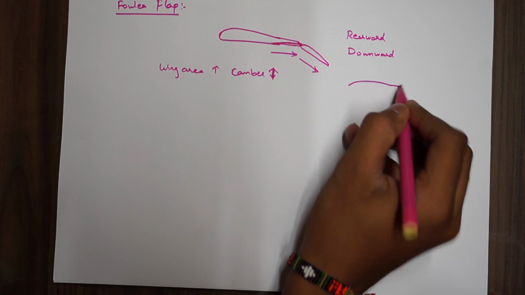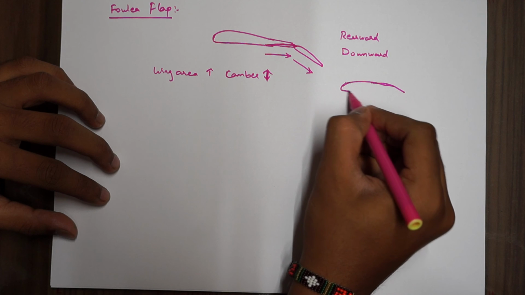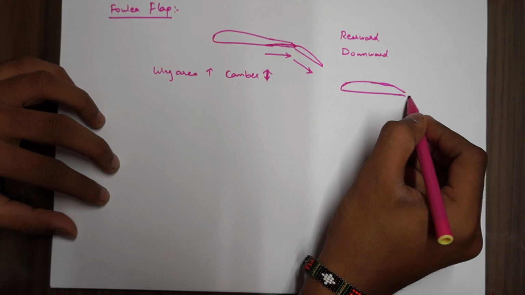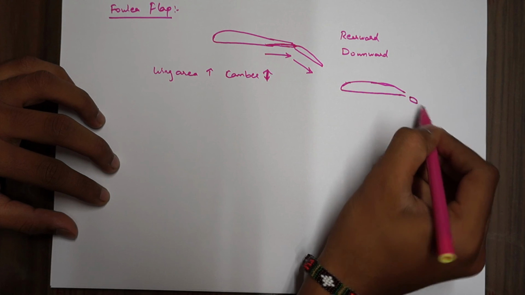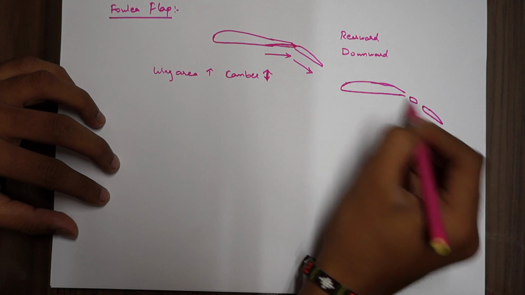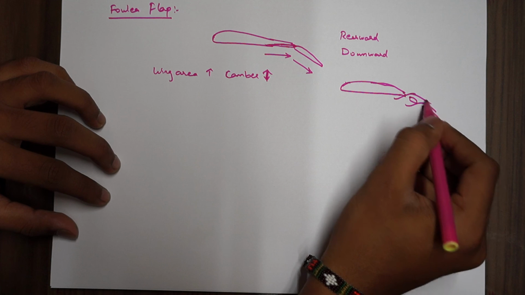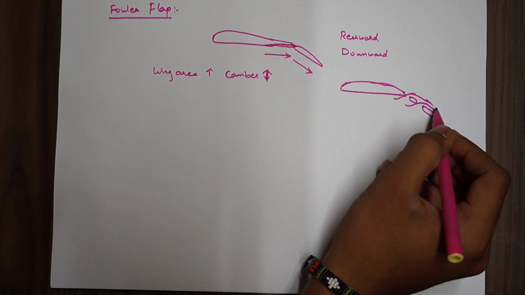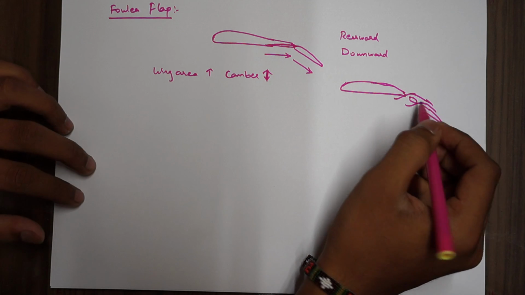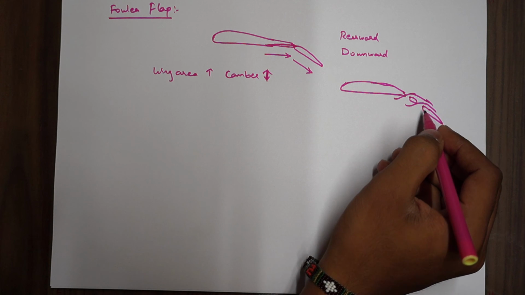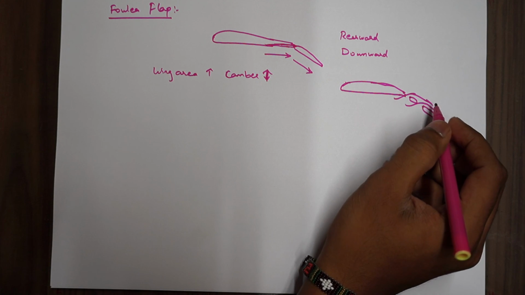I'll just draw again. You might have a slot here, some construction like this. As I mentioned earlier, the slot helps in re-energizing the boundary layer and hence your lift increases. So this is, say, a double slotted flap; triple slotted flaps are also used.